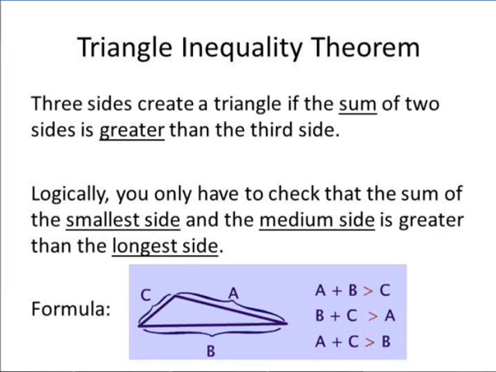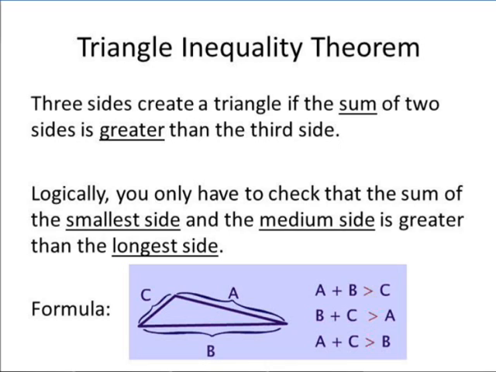So the triangle inequality theorem says that 3 sides create a triangle if the sum of the 2 sides is greater than the third side. So we need to know if 2 of the sides, the 2 smaller sides, add up to more than the third side. There's a really good example with window shutters, where if you ask me about it, I'll explain it to you.